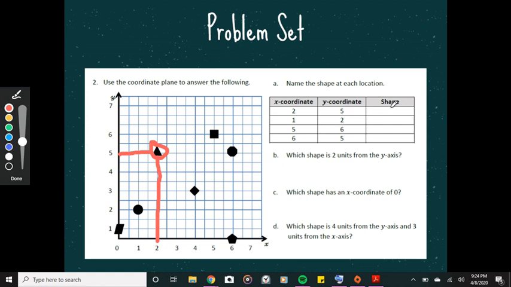So in the shape column over here, we're just gonna either write triangle or draw a triangle. I'm gonna draw a triangle, but I do want you all to write the word triangle, just so I know for a fact that we're on the same page. Okay, let's look at one more before I let you do this on your own.